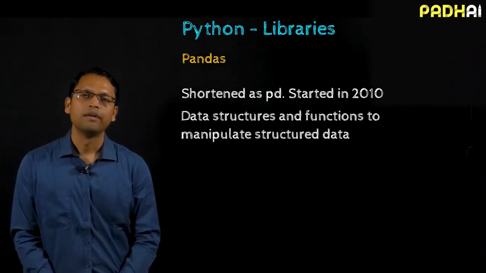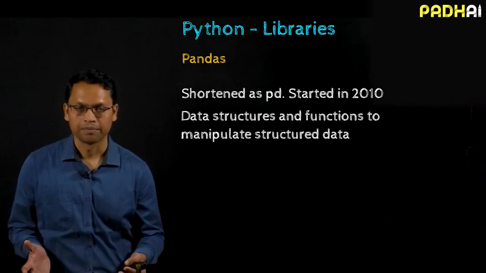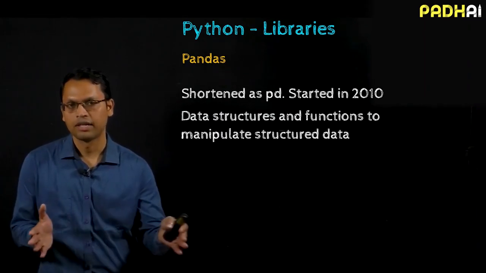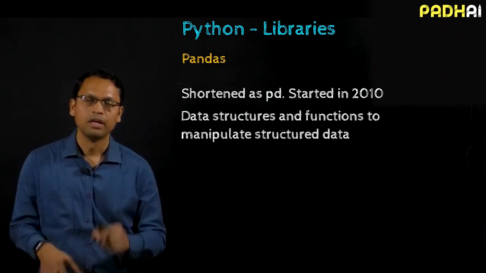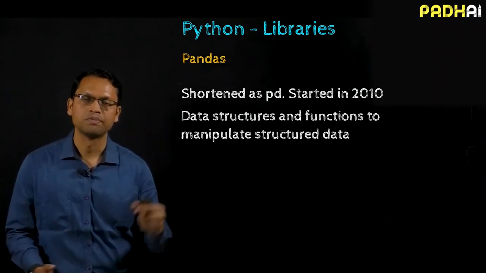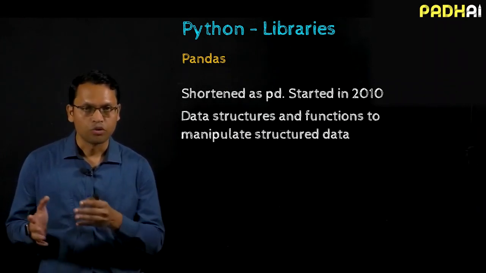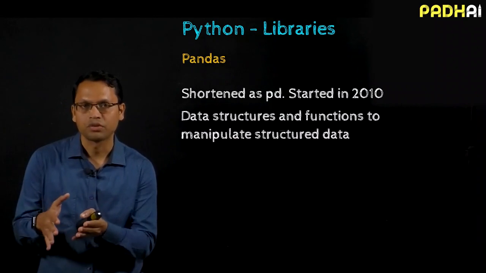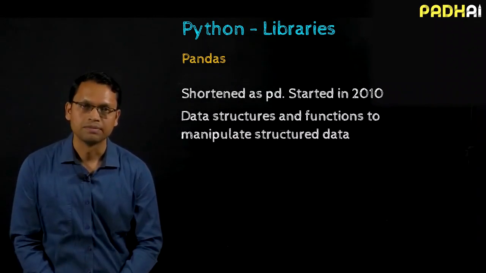What does it do? It provides data structures and functions to manipulate structured data. Structured data is when you have relational data that you can write as a table. So each row is one data item with different relations given by different columns. And such structured data, how to store them, how to access parts of them, and how to have functions that operate on them is what pandas specializes in.